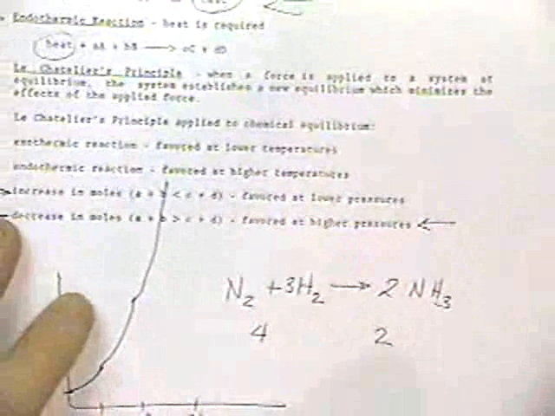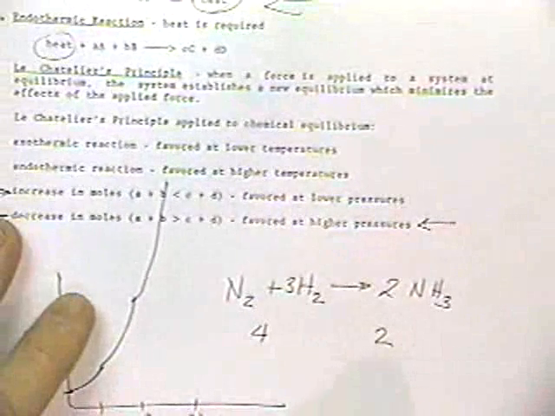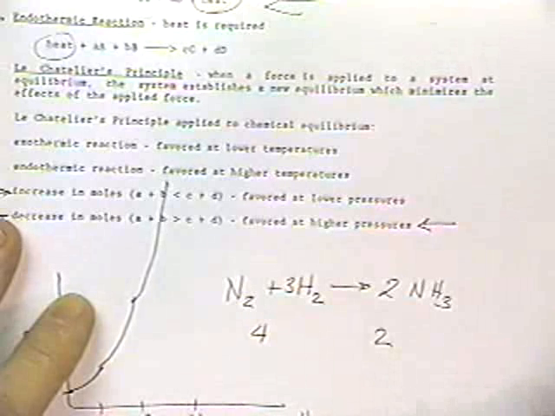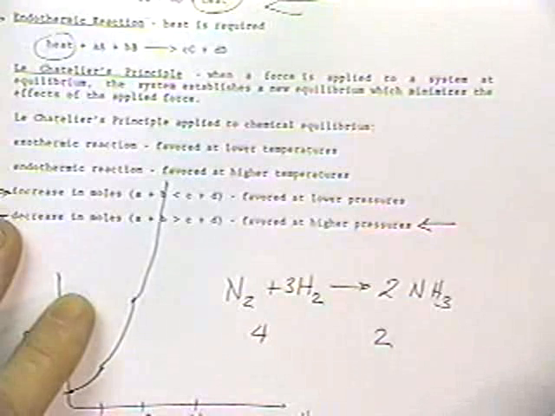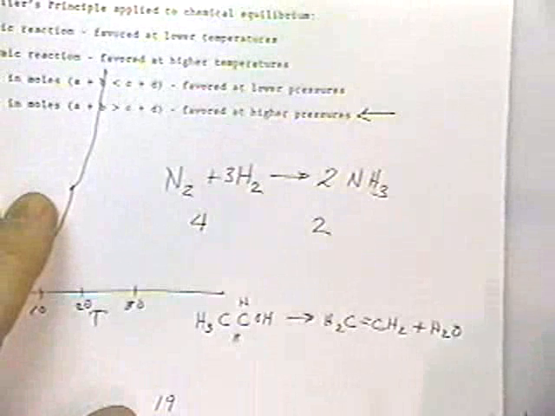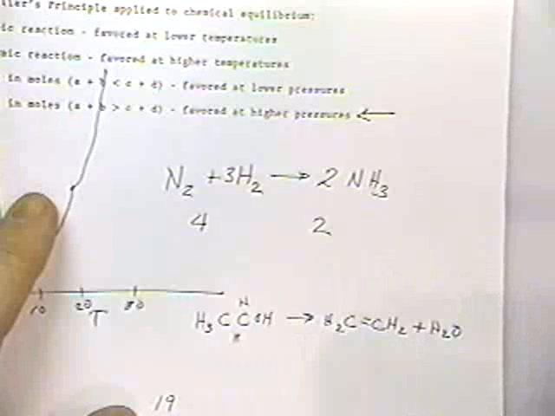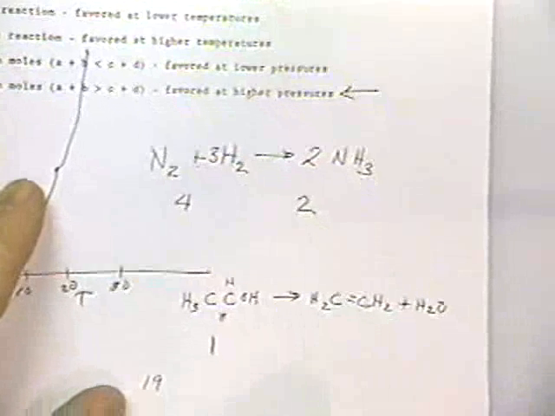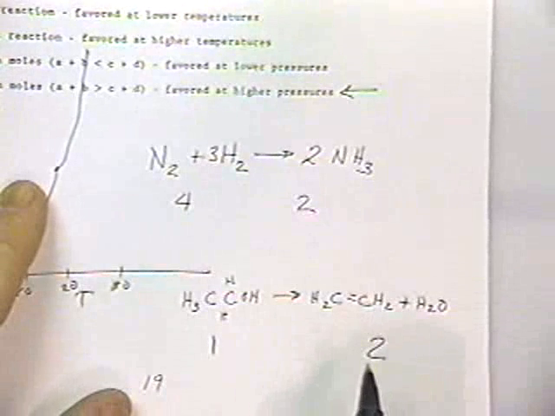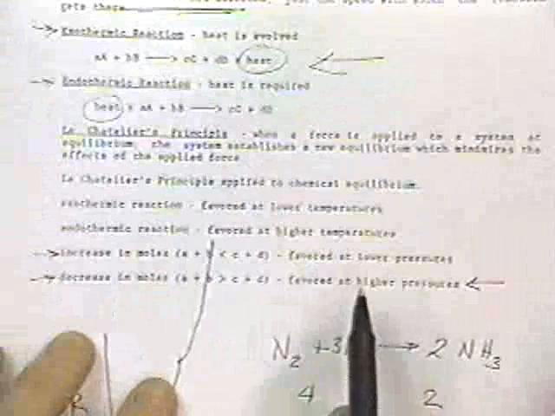Another reaction is you can take ethanol and form ethylene and water. I hope I have that balanced. Here we start with 1 mole and we get 2, and so that would be favored at low pressure according to Le Chatelier's principle.